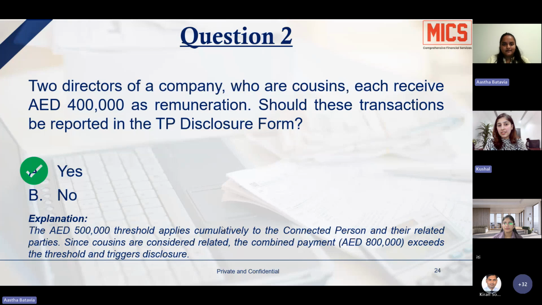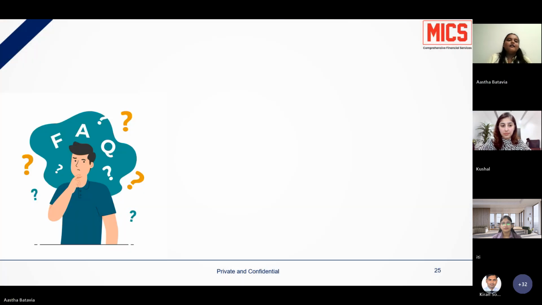Absolutely. The definition of kinship in UAE law is the widest we have seen because it covers up to 4 degrees. So we have to be really cautious when we are receiving any payments along with our related parties because the law has been drafted in such a way that it would trigger a disclosure requirement. Absolutely correct. Let's go.